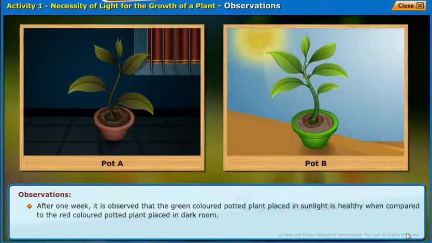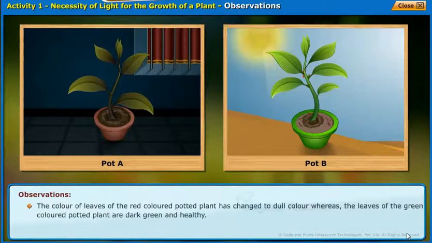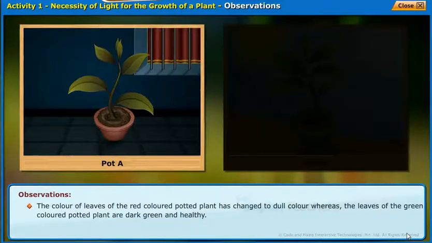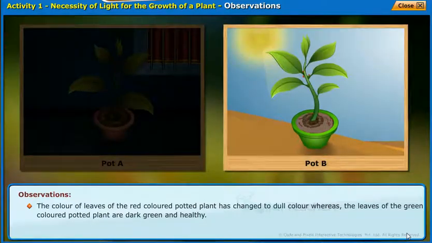After 1 week, it is observed that the green-colored potted plant placed in sunlight is healthy when compared to the red-colored potted plant placed in dark room. The length of the green-colored potted plant is increased when compared to the red-colored potted plant. The color of leaves of the red-colored potted plant has changed to dull color, whereas the leaves of the green-colored potted plant are dark green and healthy.